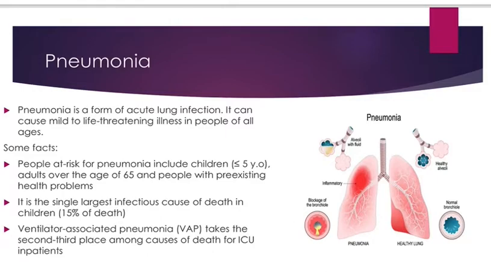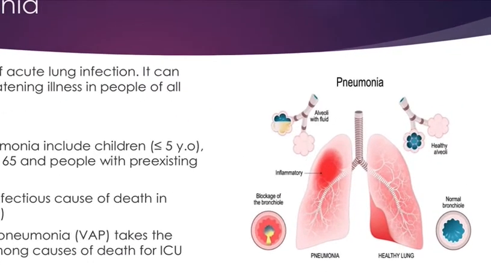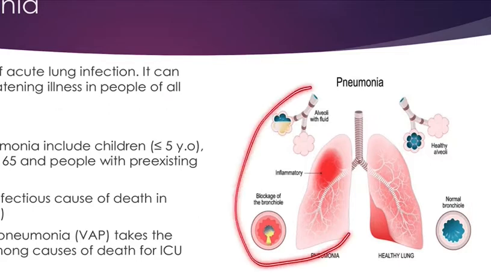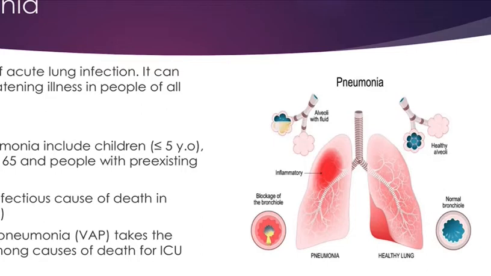As in the diagram, we see the lungs of a healthy person, and in case of pneumonia, that's the condition of the lungs. In a healthy person, there are normal bronchi, as we see, and in pneumonic persons, we see blockage of the bronchi due to inflammation.